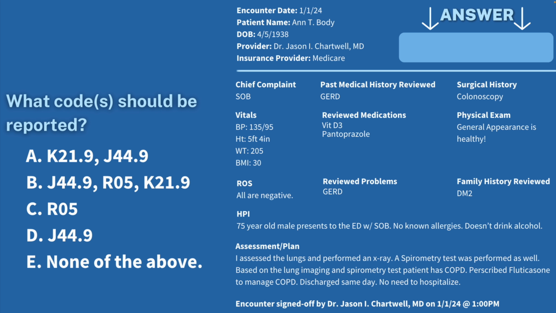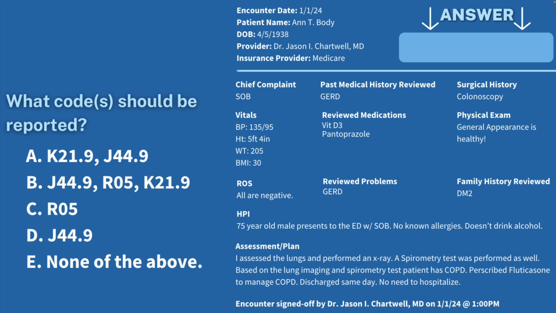So here, what will you be coding based off this record? We know that the patient has shortness of breath. We see GERD on this record, and we also see COPD. What did the provider diagnose the patient with? Also, does that condition risk adjust? And we also have an option for none of the above.